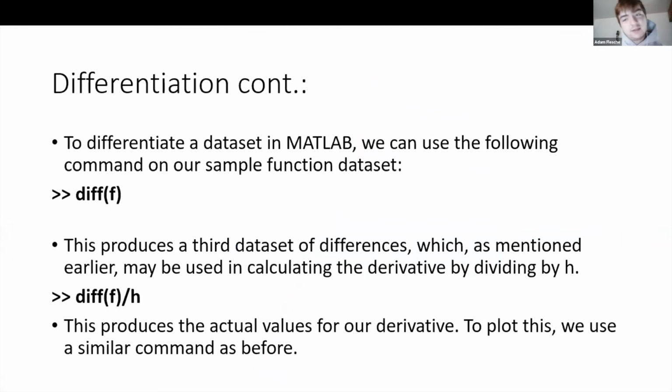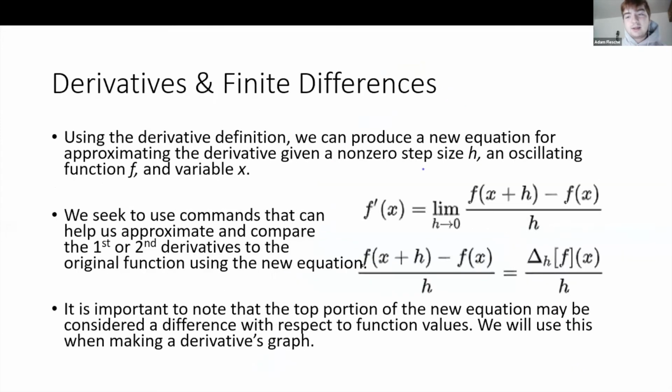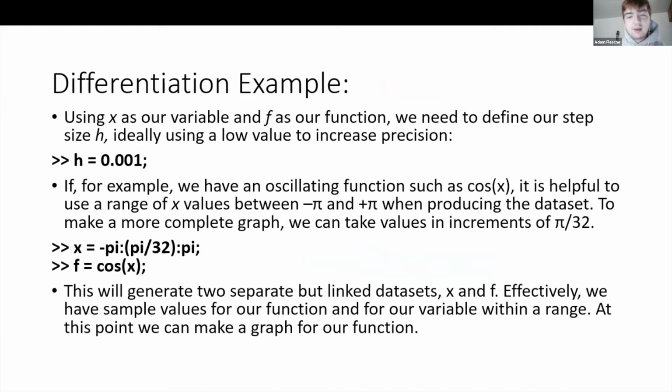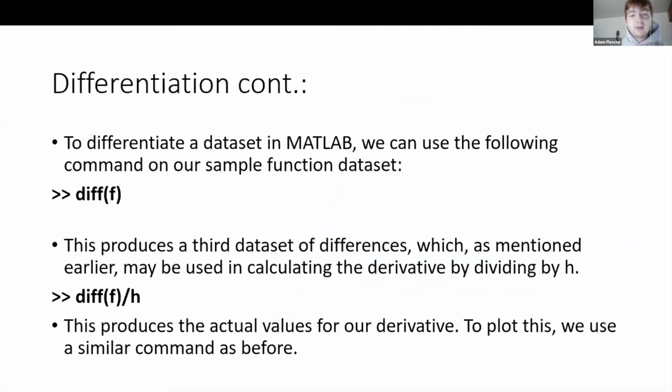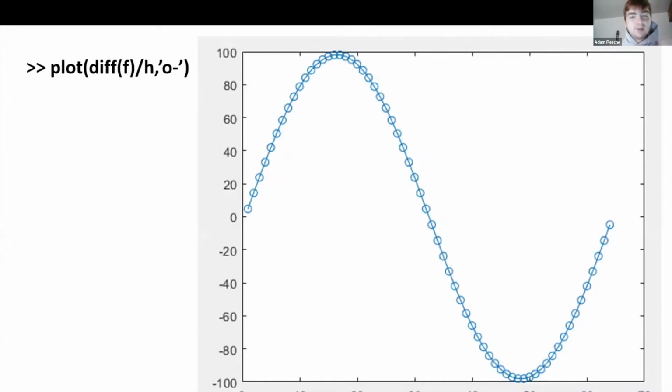To actually differentiate, we can find the difference that I was talking about earlier of our function values by diff f. Like the definition of a derivative, we can divide this difference by h to get an approximated derivative value. We can plot this similarly to before, this diff f over h. So here's that, and this is pretty clearly the derivative of the function that we had earlier.